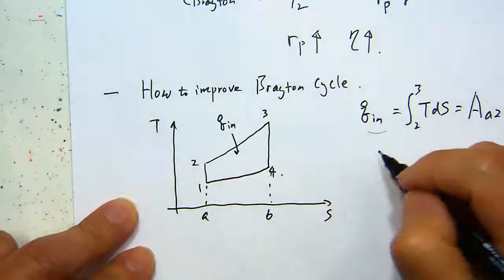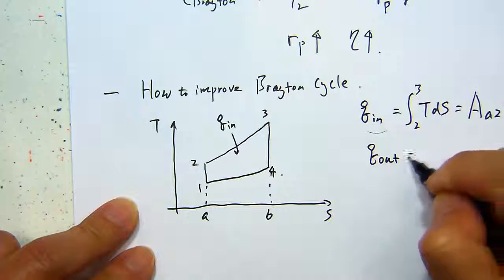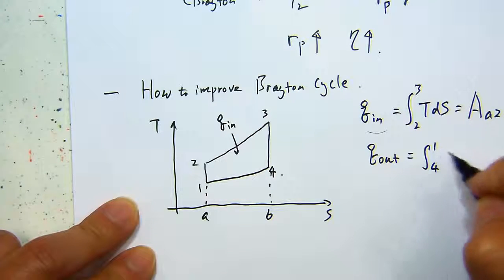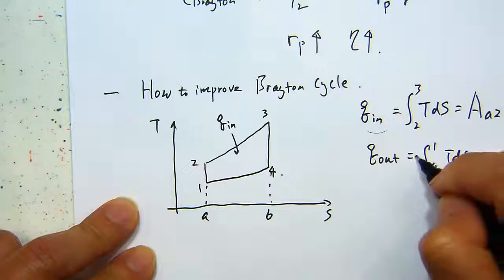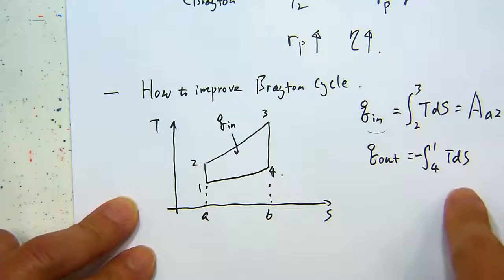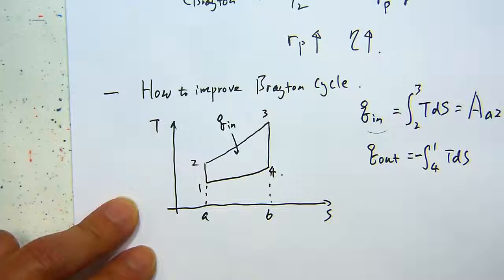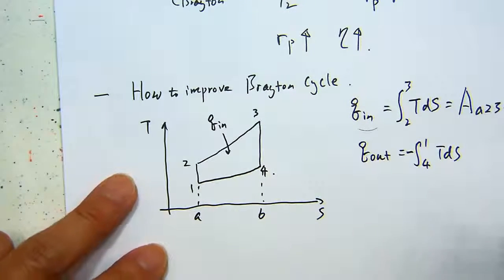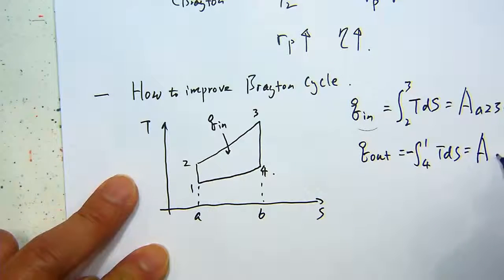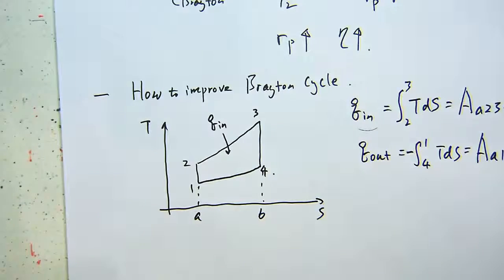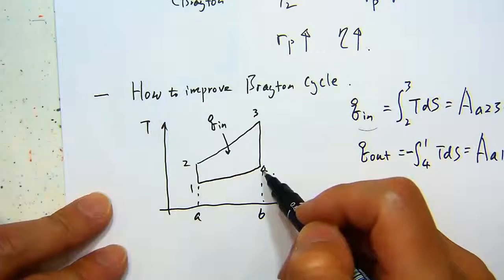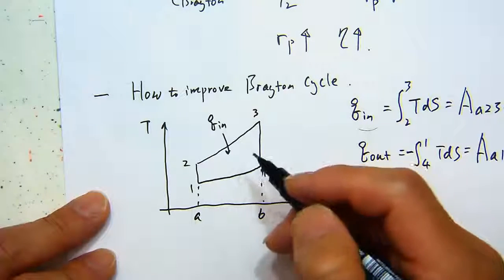Similarly, the Q out can be written as the integral from 4 to 1 of TdS, and because 4 to 1 is a negative heat transfer, I put a negative sign there to make it positive. Then it corresponds to the area of A, 1, 4, and B. So the difference between these two will be this irregular area enclosed by these four steps.